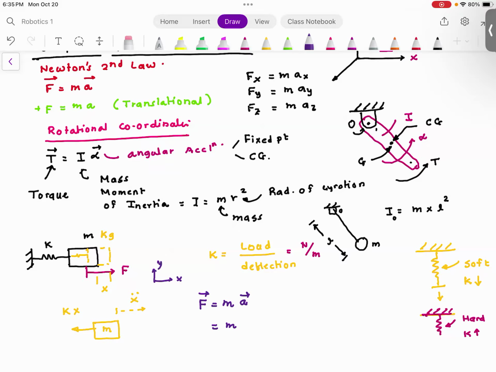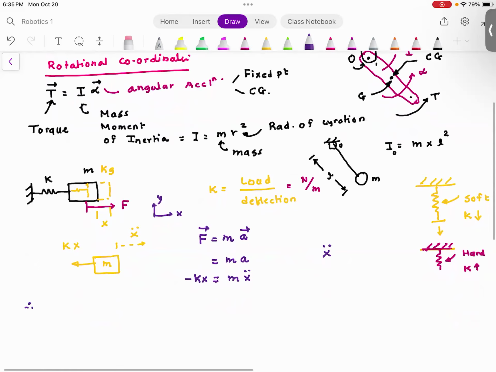So acceleration is positive, and I can write this acceleration as the second derivative of displacement, which is m x double dot. The force given by the spring is going towards the negative x direction, so this is going to be minus k times x. So the total equation looks like m x double dot plus k x is equal to 0. This is the equation for the spring mass system.